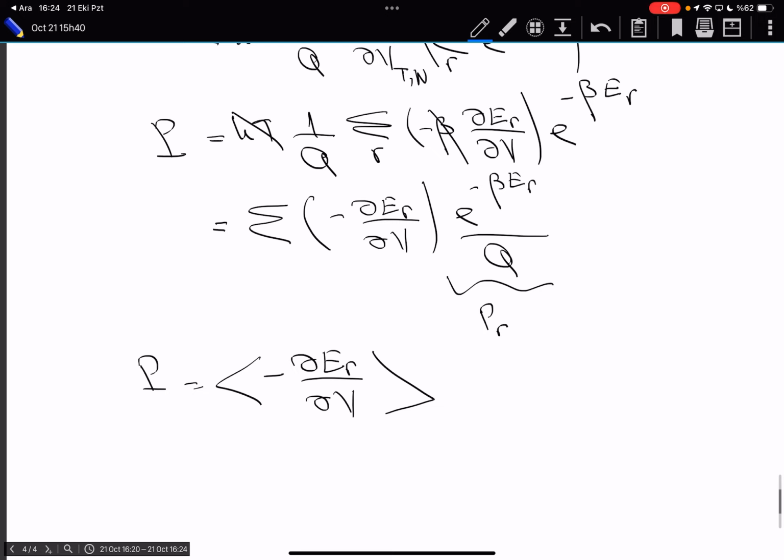Well, I made an assumption here though. I'm assuming that as I'm changing the volume, the probabilities are also not changing. The P of r are constant, so if you look at it from a quantum mechanical perspective, I'm not allowing my system to jump from one state to the other state. So that is what we call the adiabatic process, a slow process. But that is also already what we did in thermodynamics. So I'm changing the volume slowly.